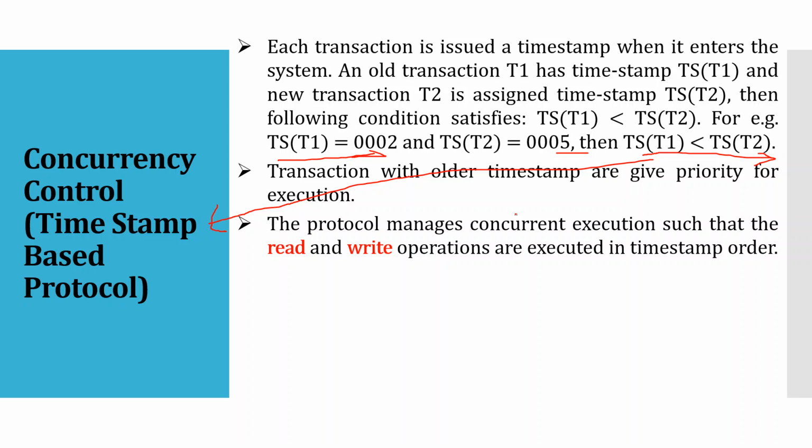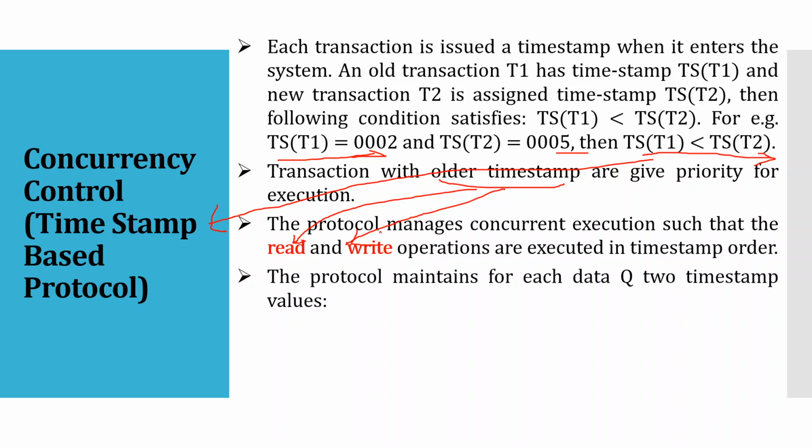So the protocol manages concurrent execution such that read and write operations are executed in timestamp order, right? Whichever transaction has the older timestamp will be given priority, and based on that the read and write operations will be executed. It will not say that the write operation will be given the first priority. No, it will always depend on the timestamp allocated to the transaction. Based on that timestamp only, all the tasks will be done, right?